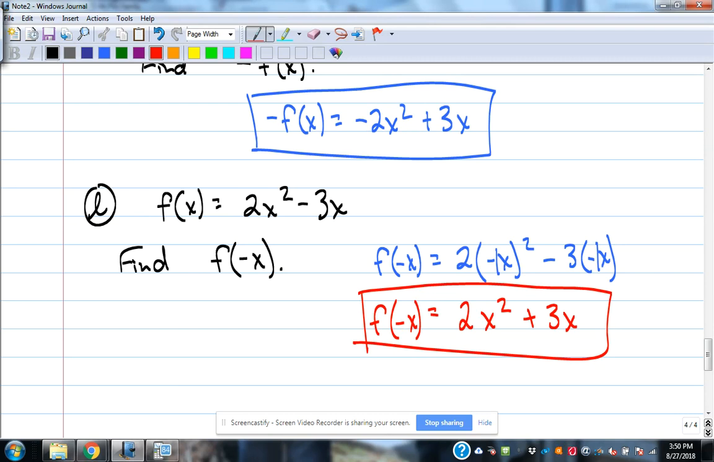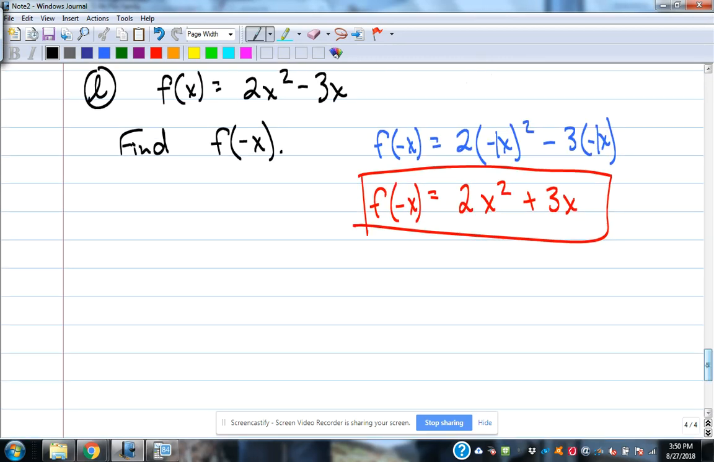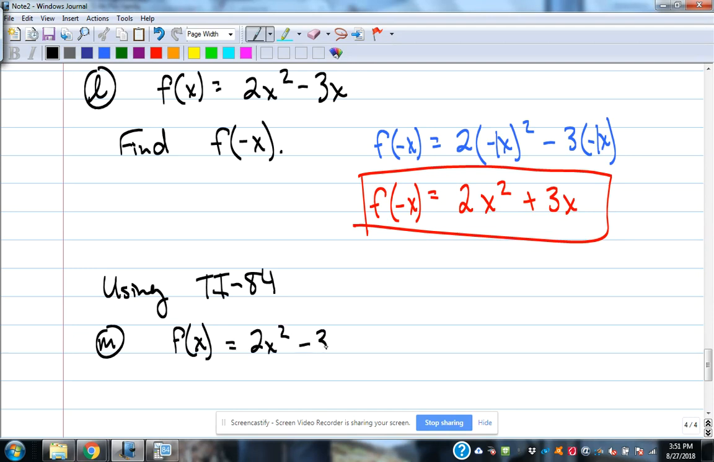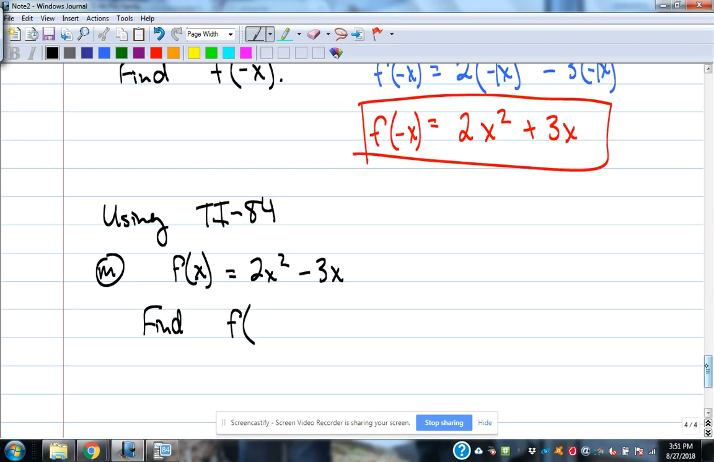Now, I want to show you how to find a function value using a graphing calculator, anytime you need to find a function value. So using the TI-84, let's say we had f of x is equal to 2x squared minus 3x, and they wanted us to find f of any number really, but what if they were mean to us and they threw a fraction in there like 3 11ths, something weird like that. With the graphing calculator, that's a little easier to do. There's a couple different ways to do it.